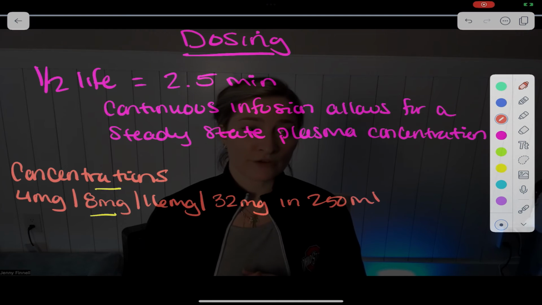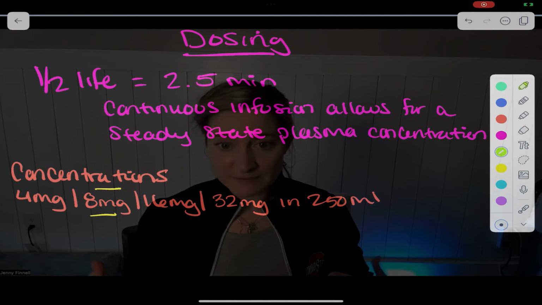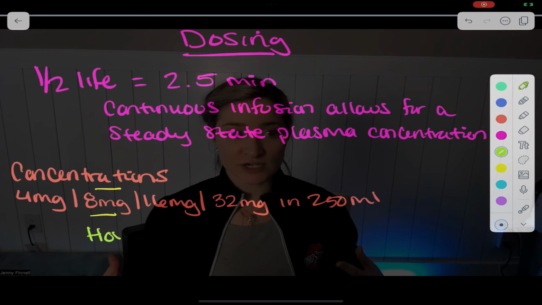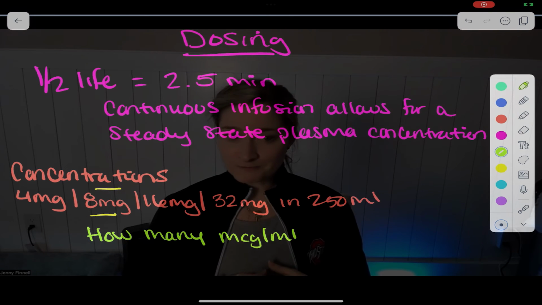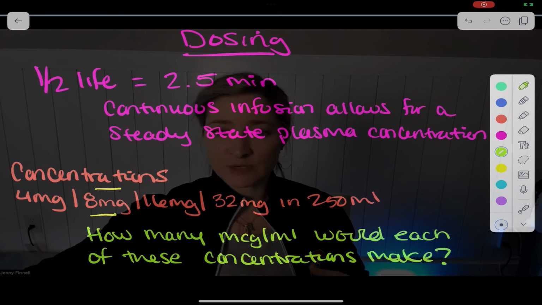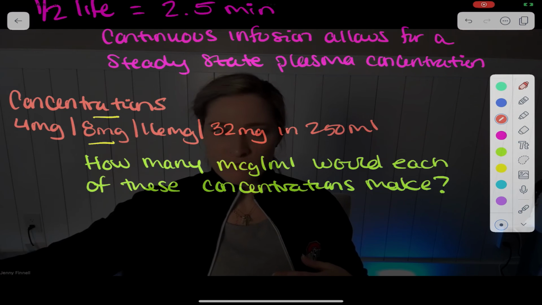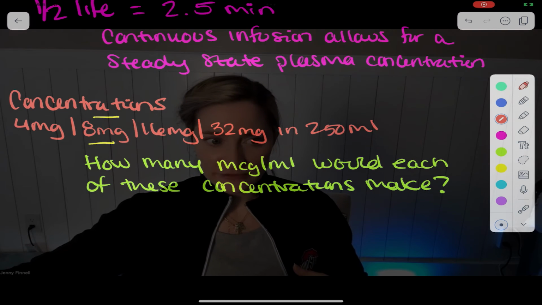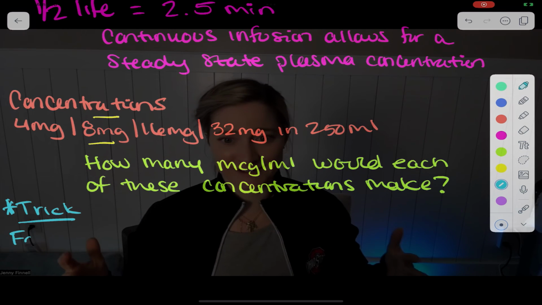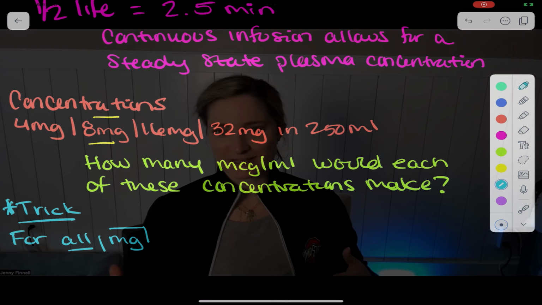You can do 4 milligrams, 8 milligrams, 16 milligrams, 32 milligrams in a 250 ml bag. You will see it at all different types of concentrations. So how many mics per ml would each of these concentrations make? I'm going to challenge you to think through that for a second while I take a drink of water. All right, so I'm going to teach you a trick if you don't already know it. It makes this so easy, really, really easy. And it only works for 250, so don't get too excited.